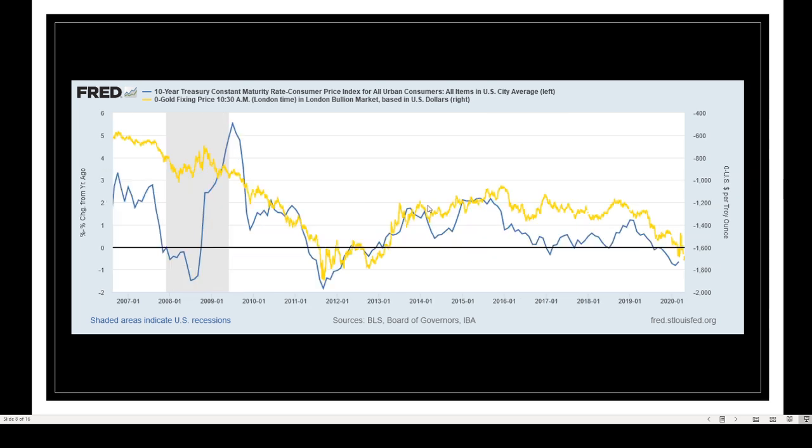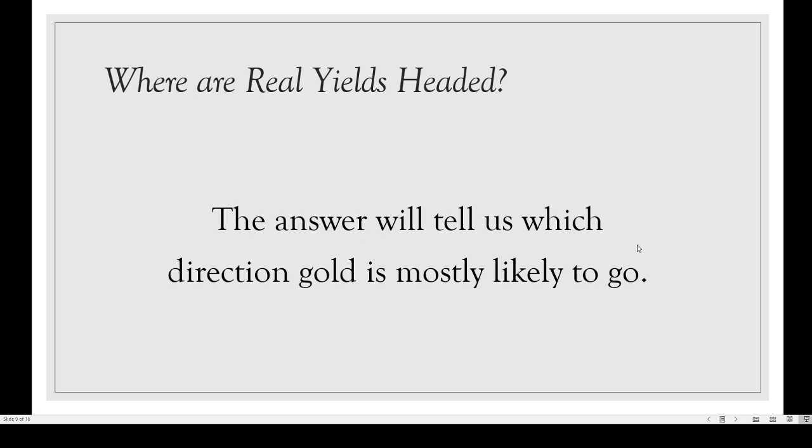Looking at the relationship between real yields and inverted gold prices, you can see over the past 10 years, as real yields fall, gold prices rise. And when real yields rise, gold prices fall, because again, they're shown inverted here. So the question really should be, where are real yields headed? And the answer will tell us which direction the price of gold is most likely to go.